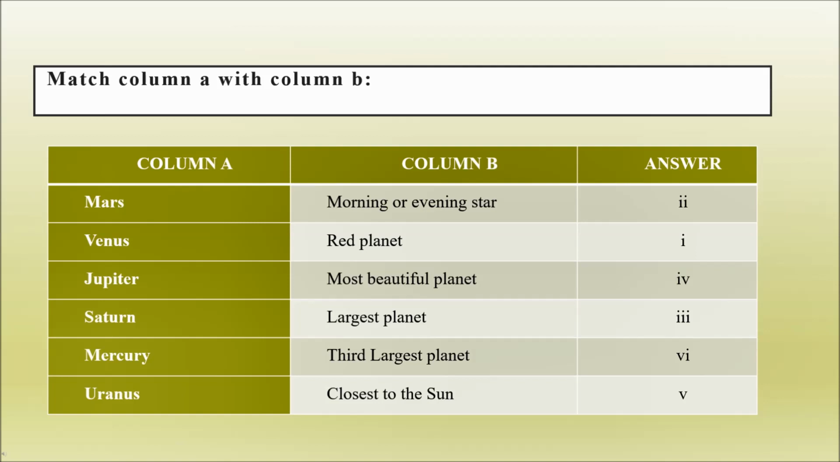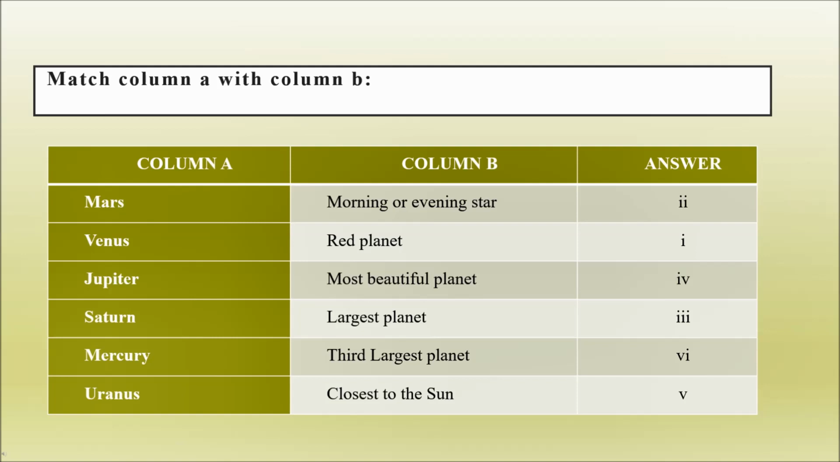Mars is the red planet. Venus is the morning or evening star. Jupiter is the largest planet of the solar system. Saturn is the most beautiful planet. Mercury is the closest planet to the Sun. Uranus is the third largest planet of the solar system.